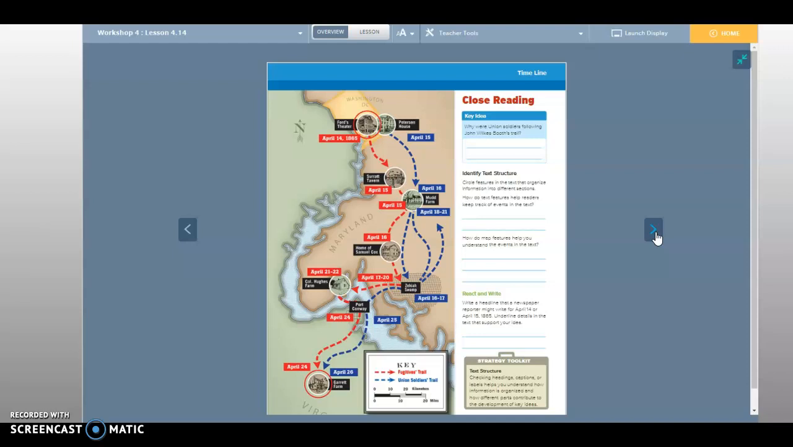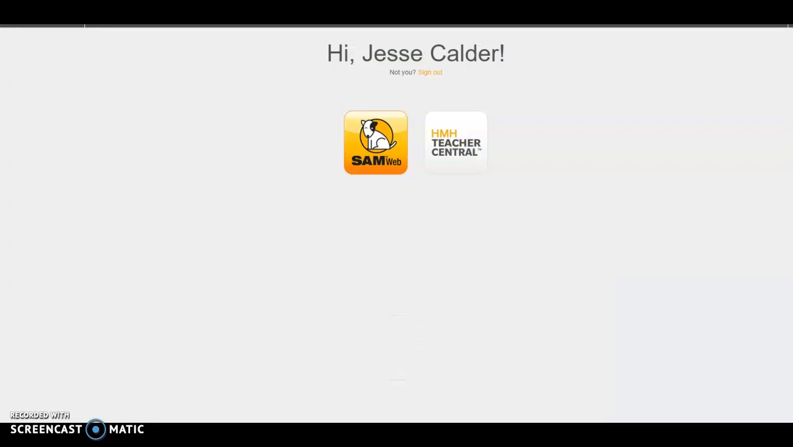How do map features help you understand the events in the text? So how does looking at this map help us to understand what's going on in the text? Write a headline that a newspaper reporter might write for April 14th or April 15th, 1865. Underline details in the text that support your idea. Okay. All right, so that's what you will be doing.